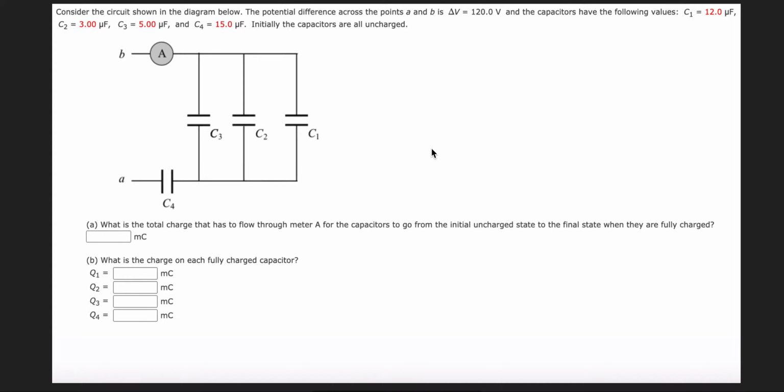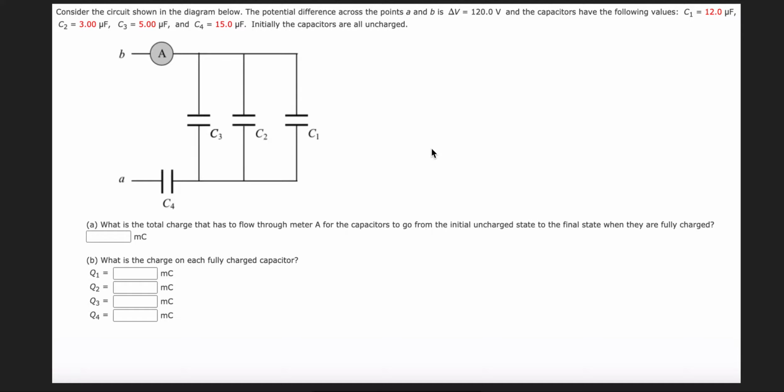So we have a network of capacitors here, and we're asked to find the charge on each of them. All right, so we're going to want to do what's called circuit simplification. With this one, we want to simplify our capacitors into what are called equivalent capacitors. Now we have two ways that we can simplify.